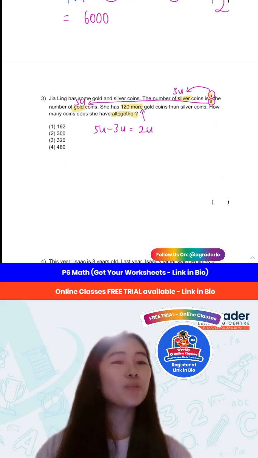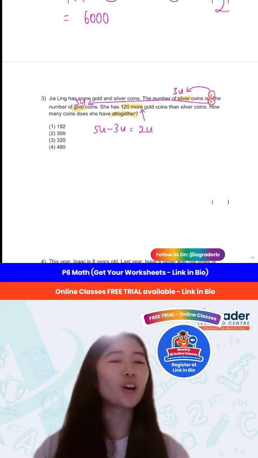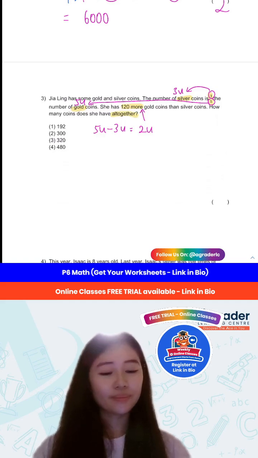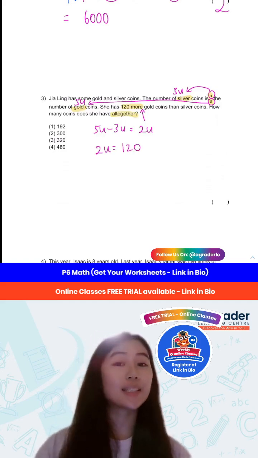Okay, so the Lim family, yes. Yeah, your answer, your working is correct. Okay, so 2 units equals to 120.